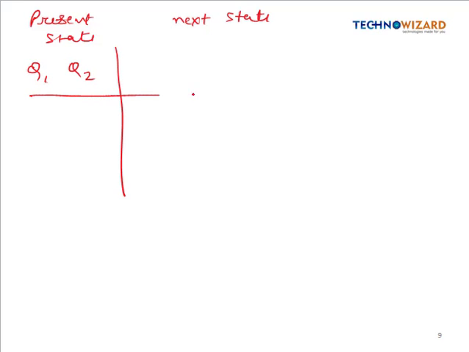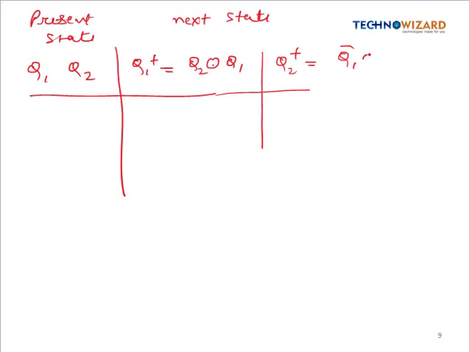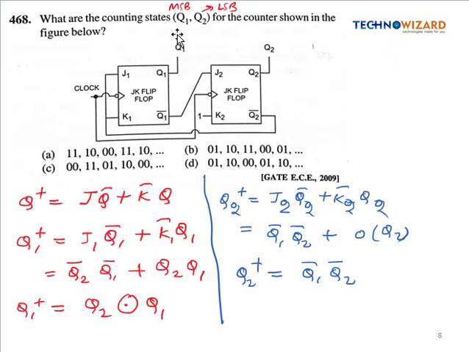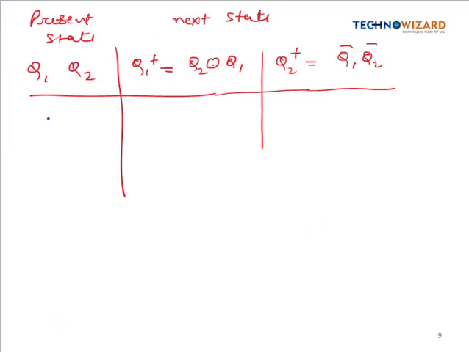So now let's draw the table. Here we have the present state and this will be the next state. This will be Q1 and Q2, and this will be Q1 positive we have obtained as Q2 XNOR Q1, and this will be the Q2 positive expression we have obtained as Q1 bar and Q2 bar. Since no initial state is given, we will assume that it was initially at 0 0.